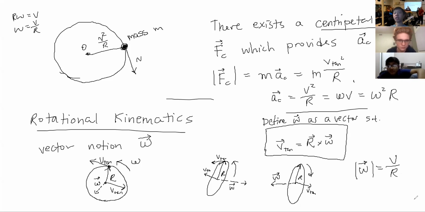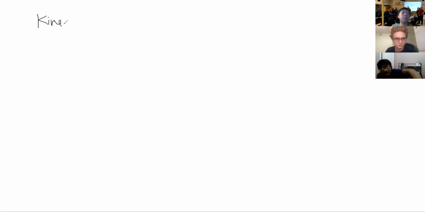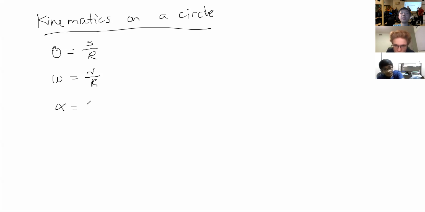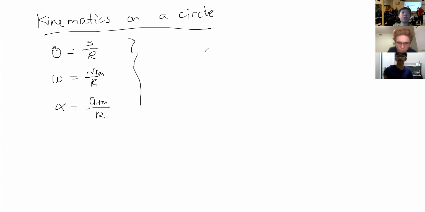So let's move on to kinematics. Because every angular value is in direct proportion with its linear brother, right? So theta is equal to s over r, and then omega is equal to v over r, and alpha, if there exists alpha, is equal to a over r. And that means we can write the exact same kinematics equations with our angular values, right?